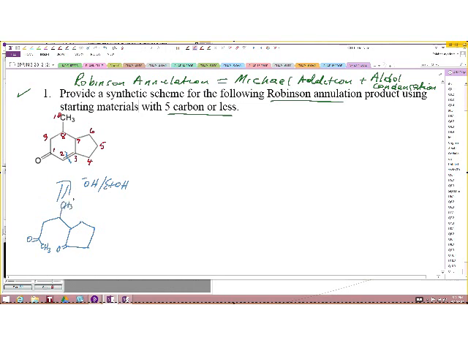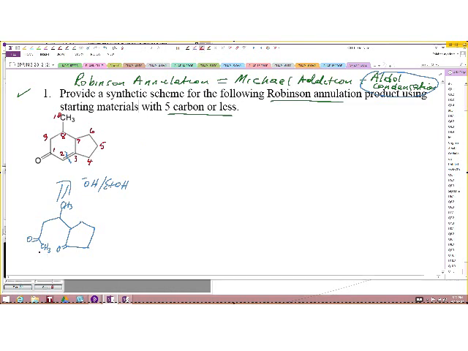Okay, so that is the molecule that will give us the aldol condensation. But for this synthetic scheme, they told you to start from, of course, molecules that contain 5 carbons or less. So now we've done the aldol part. Now we want to do the Michael addition part.